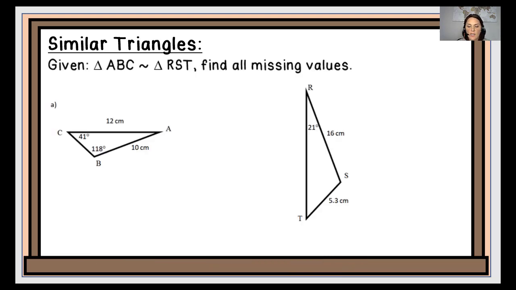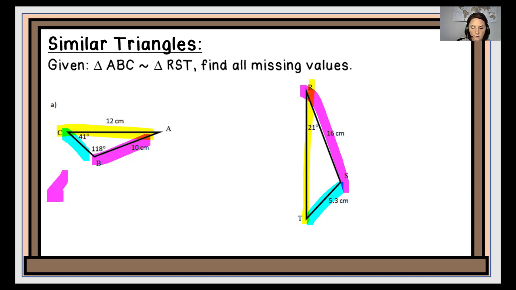If I give you that triangle ABC is similar to triangle RST, can we find the missing values? That means all angles and all side lengths. Go ahead, get your highlighter out and highlight corresponding side lengths. Because I told you that they were similar, we know a few things. We know that angle A and angle R correspond, or are equal rather. So angle A has to equal 21.